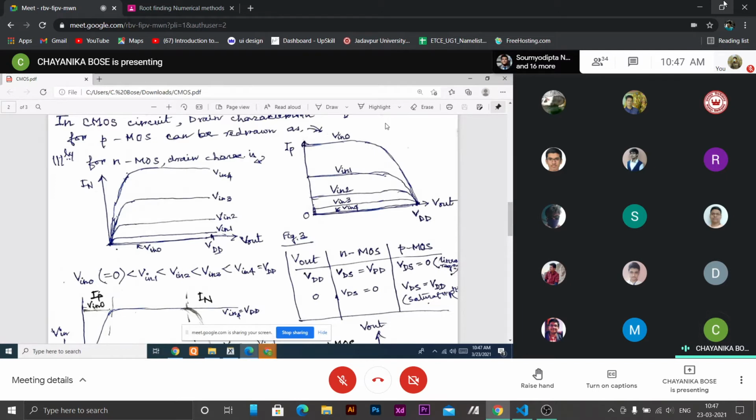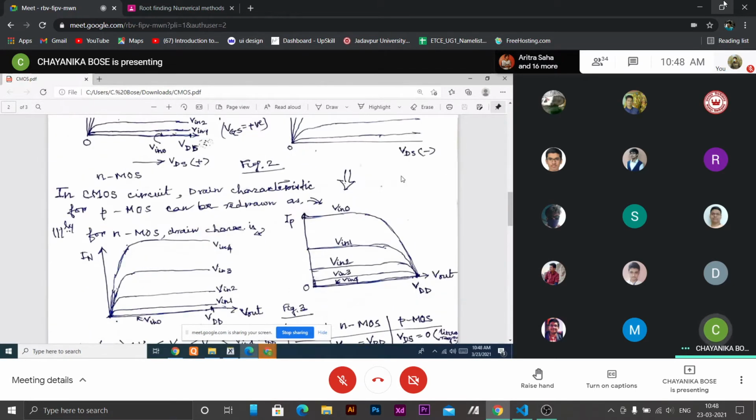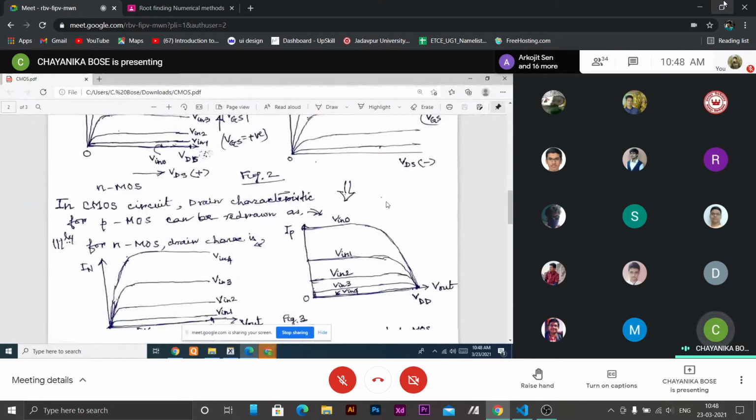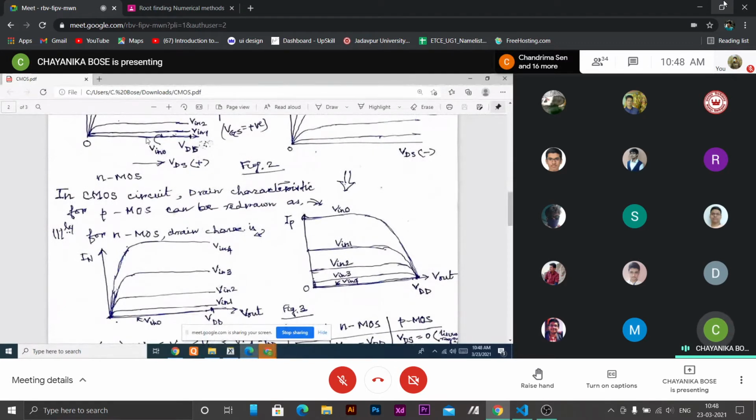And obviously V input 0 gives the largest difference in gate to source voltage, because the source is at VDD. As the input voltage increases to V in 4, which is VDD, practically our effective gate VGS will be 0, so no current will flow through this. If you understand this, everything else can be understood. So this is the drain characteristic of an individual PMOS. When it is used in this CMOS circuit, we should redraw their characteristic like this.